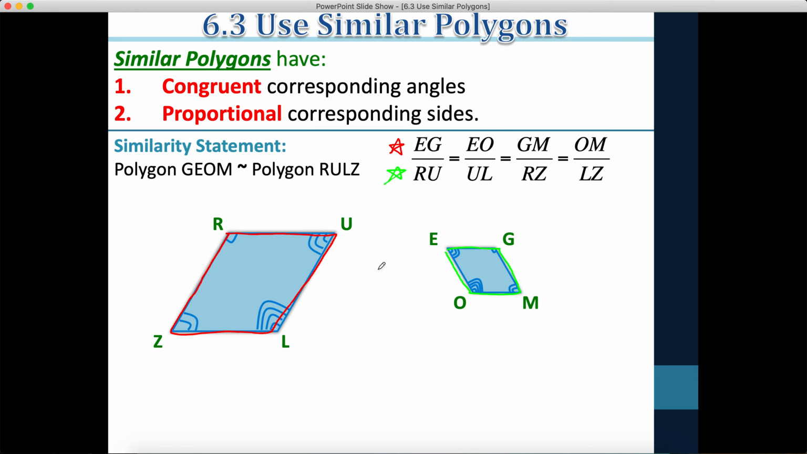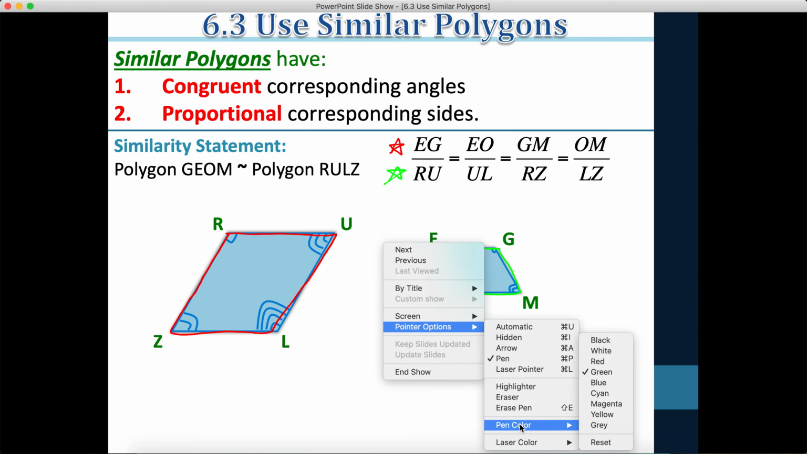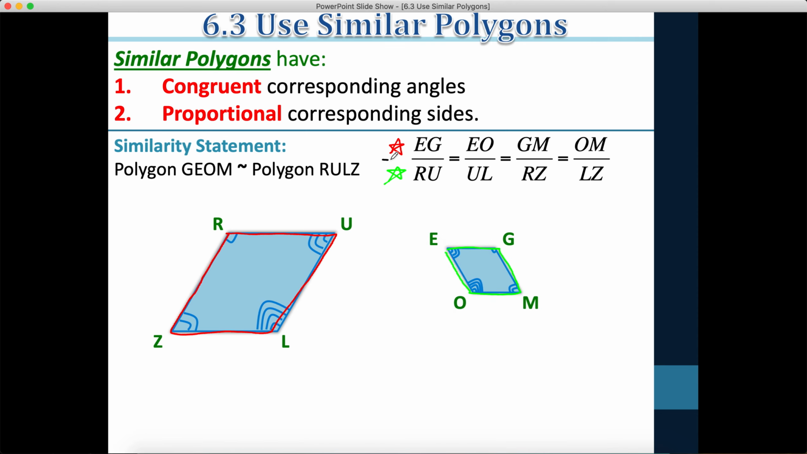Suppose the red one was twice as big, like the side lengths are double that of the green polygon. Well, then every ratio that I create between the corresponding sides, every ratio of red side to green side, is going to be 2 to 1. I don't know what the actual ratio is on these things, but what I do know is that if I were to take like RU over EG, or like LU over EO or OE, those ratios are all going to be something, like bigger number over smaller number, because I'm starting with the bigger polygon first.